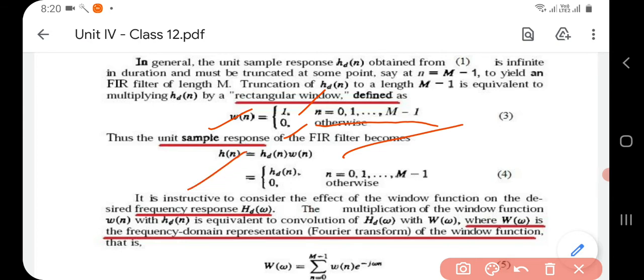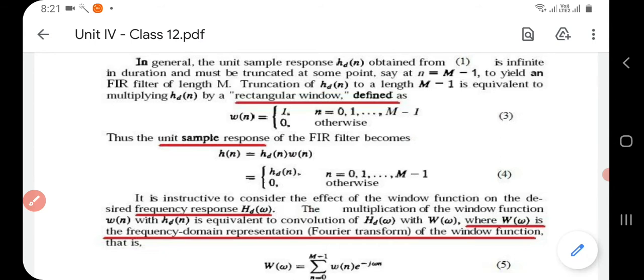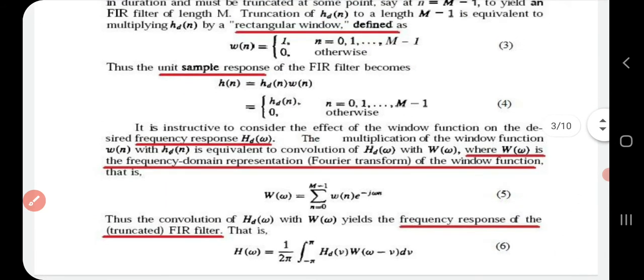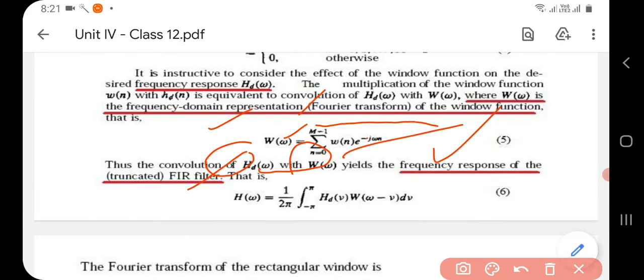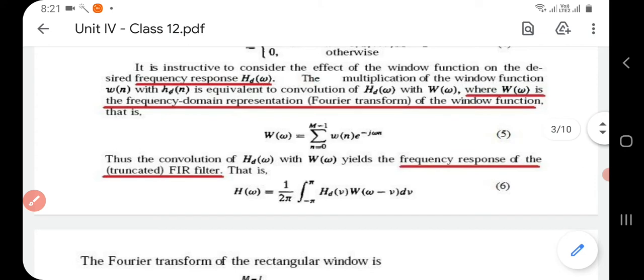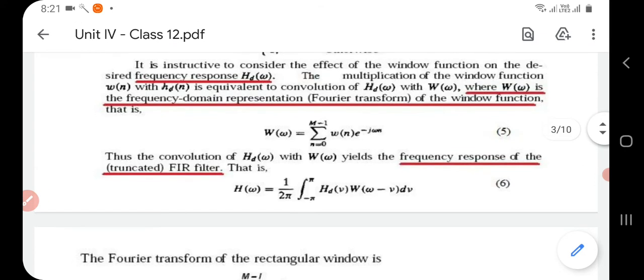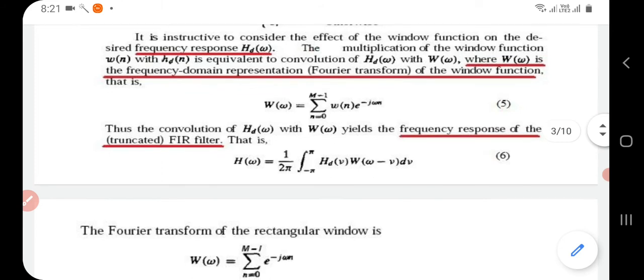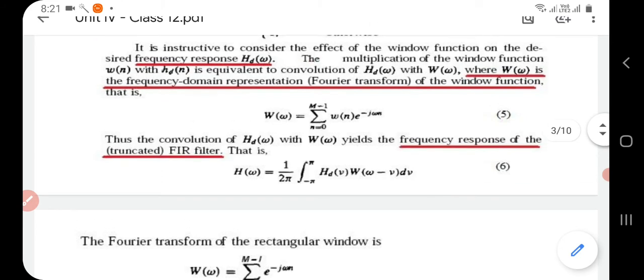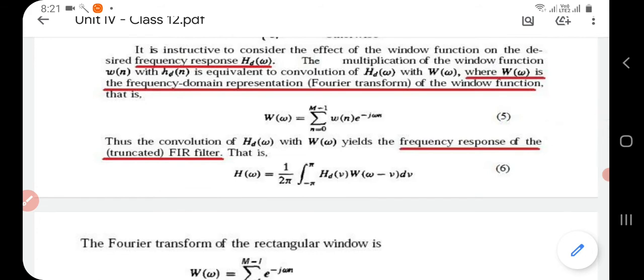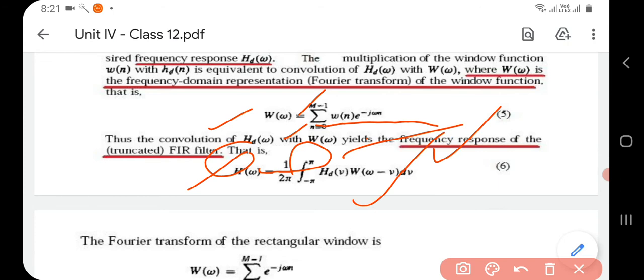Then this unit sample response multiplied with the window function w(n) will give you the actual unit sample response of the FIR filter h(n) as this, and these are its values. Now this multiplication of the window function w(n) with h_d(n) is equivalent to the convolution of H_d(ω) with W(ω), where W(ω) is the frequency domain representation of the window function, and it is given by that integral summation. So the convolution between H_d(ω) and W(ω) is given by this particular equation.